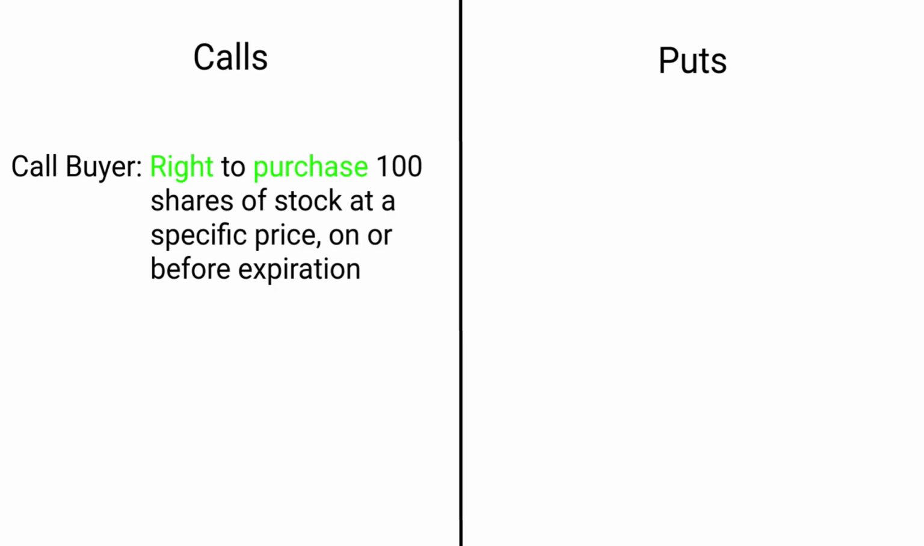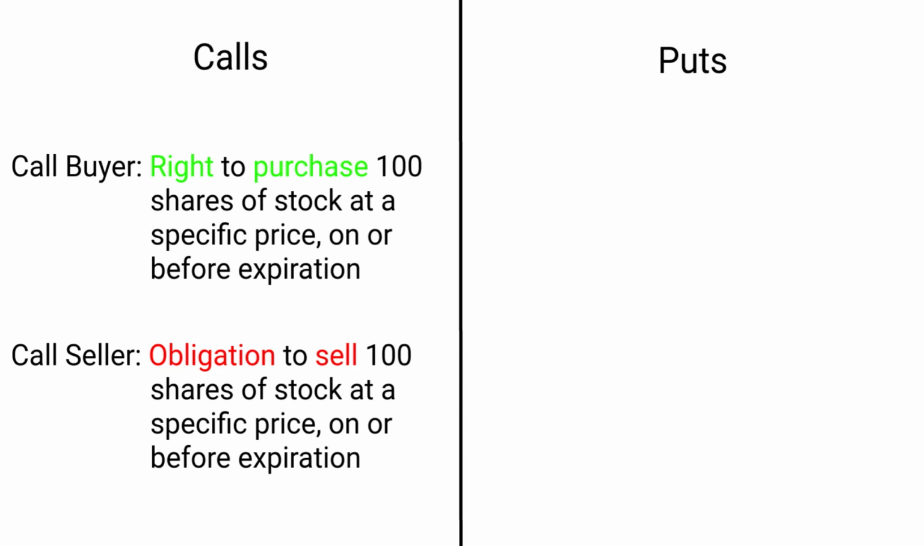A standard American-style call option gives the buyer the right to purchase 100 shares of the underlying stock on or before a set date at a set price. This is known as the strike price. The seller of the call option is obligated to sell 100 shares of the underlying stock on or before a set date at the strike price of an option.